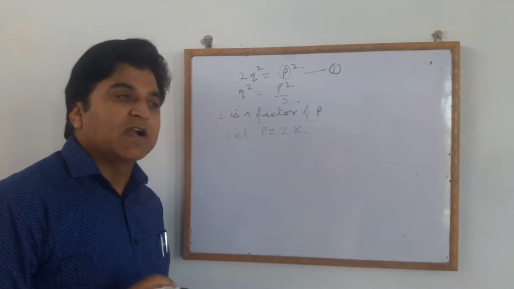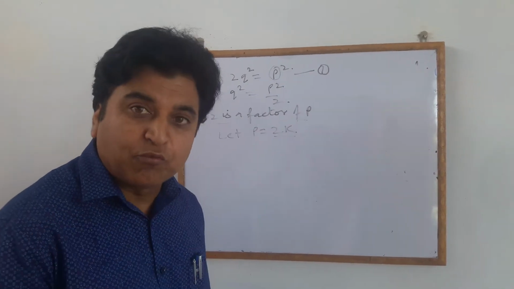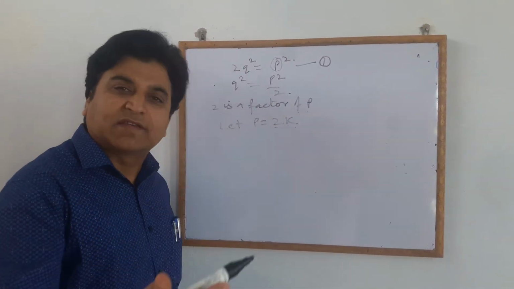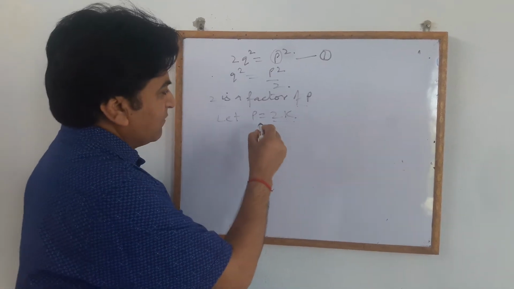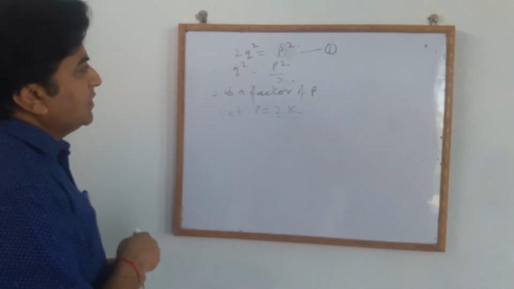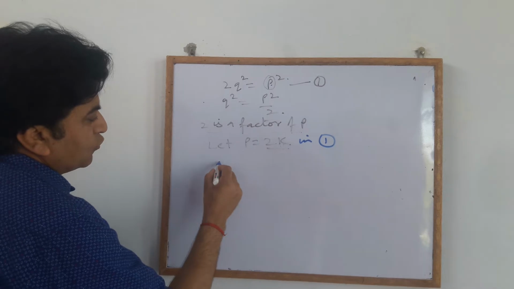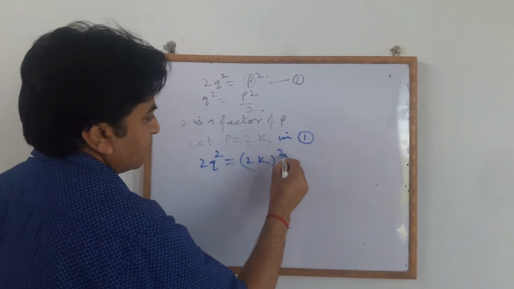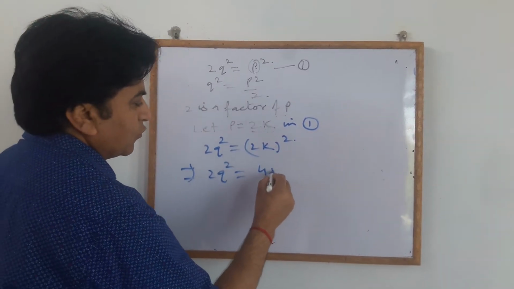Since we are proving that root 2 is irrational, we are putting p equal to 2k. If we have to prove root 3 irrational, then we have to put p equal to 3k. Same is the case with root 5, root 7. Whatever the number we have to prove, the same value you have to put. Here we are putting p equal to 2k. So what it means? We are putting this in the first equation. 2q square is equal to 2k square. Let's solve. 2q square is equal to 4k square.